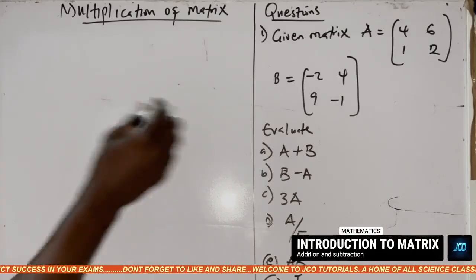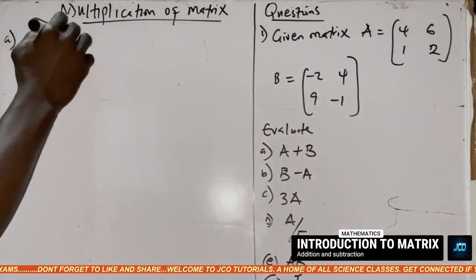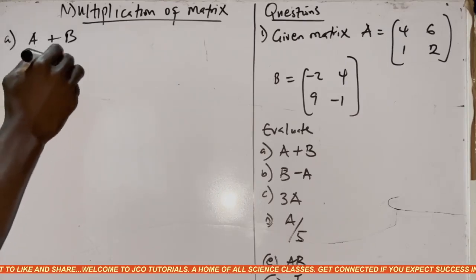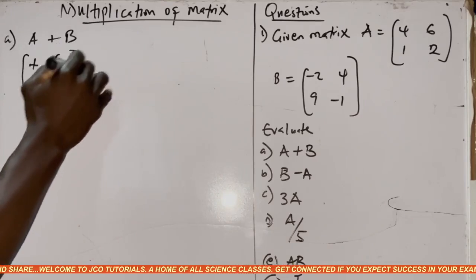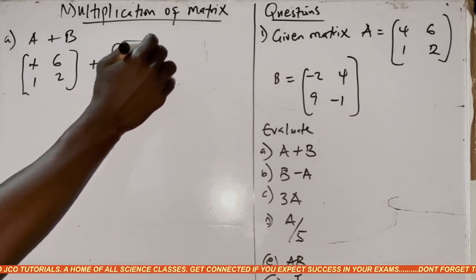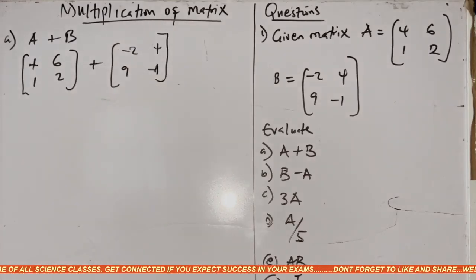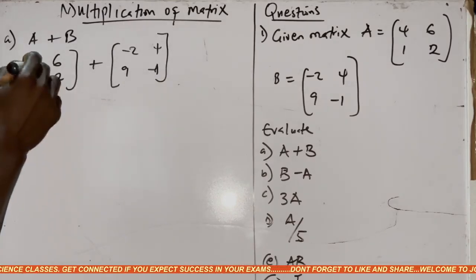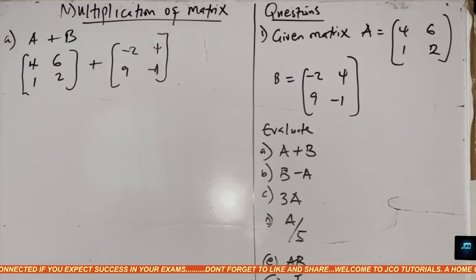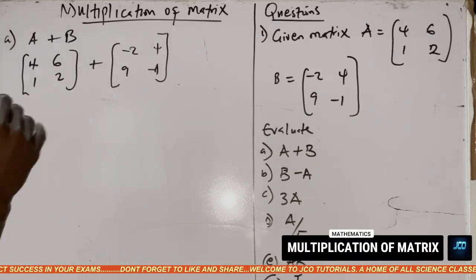Number one, the first you have there is evaluate A plus B. So you're going to put down the matrix A, which is 4, 6, 1, 2, and you're going to add it to matrix B, which is -2, 4, 9, -1. Please pause the video and try it because you must have followed the first class.